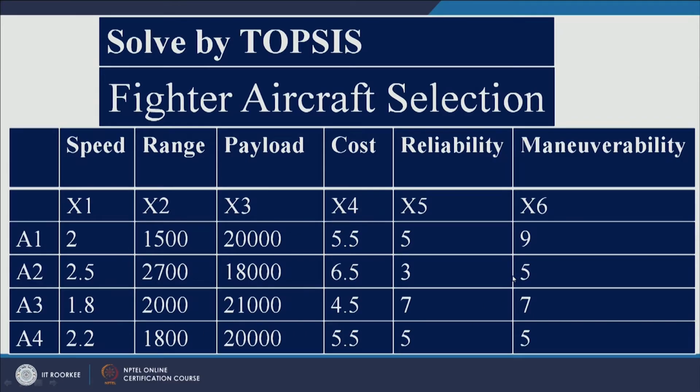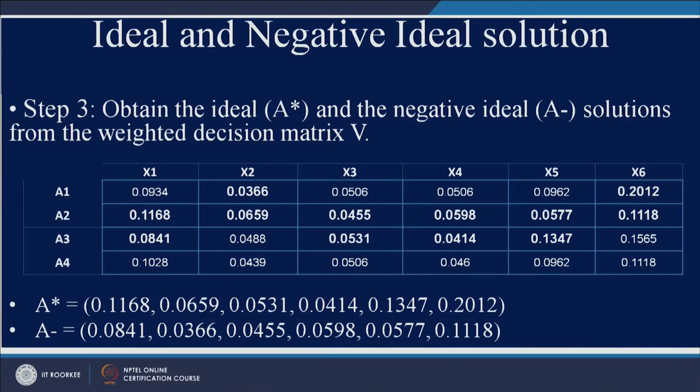You can solve this question similar to what we have solved. I will quickly go through this. You have got a 4 by 6 matrix, 4 alternatives and 6 criteria. You get the initial matrix, calculate the normalized matrix, then find the weighted normalized matrix by multiplying the normalized matrix with the weights. Then you need to find the ideal and negative ideal solution. Let us say this is your ideal solution, and this is your negative ideal solution.